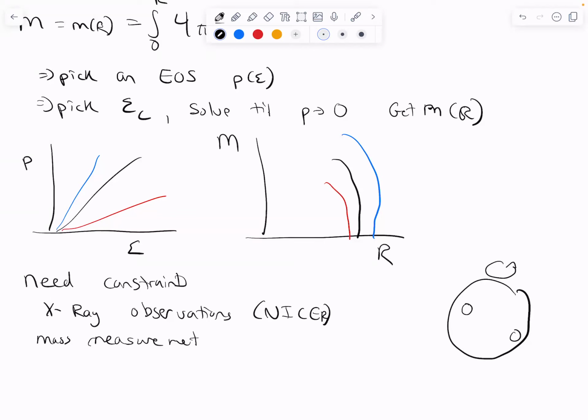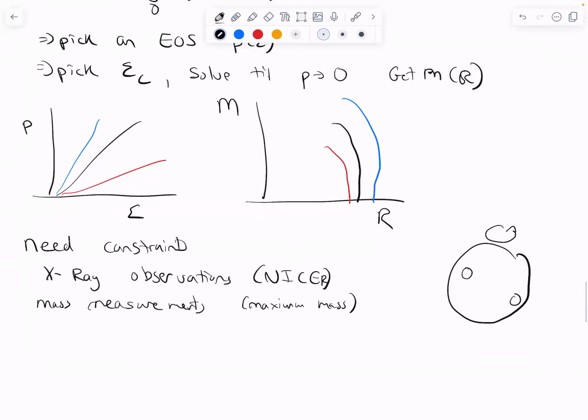And so why is this relevant? Well, first of all, knowing the maximum mass is super important. This is something that, again, you could see up here. Depending on your equation of state, it could tell you that you have a lighter or heavier neutron star. And so this is something that we're interested in quite a bit. And this is generally from observational data as well.